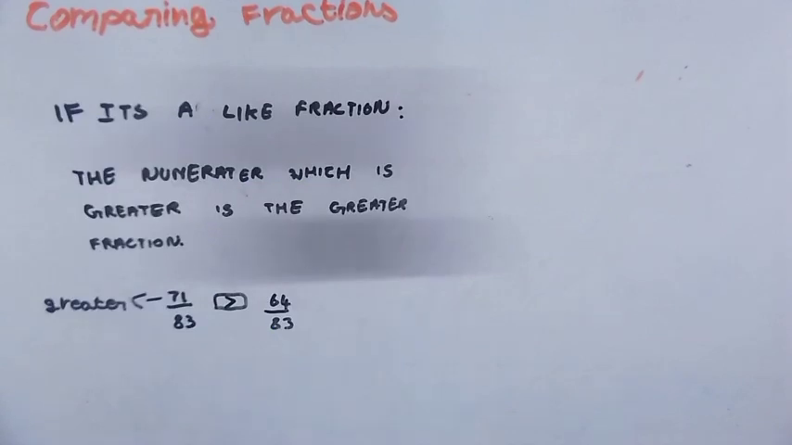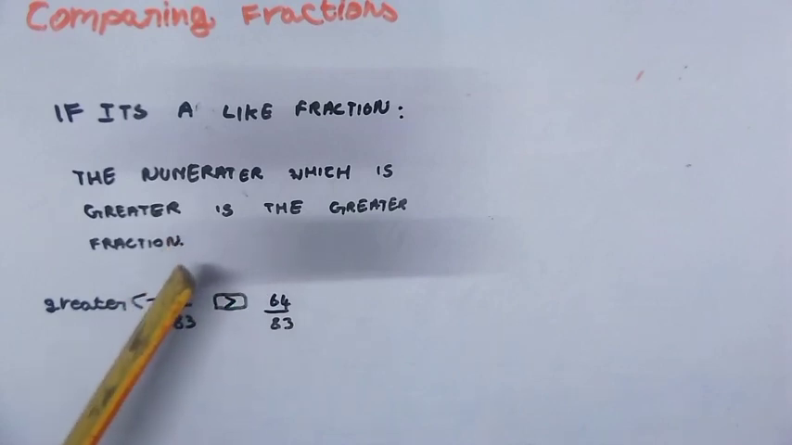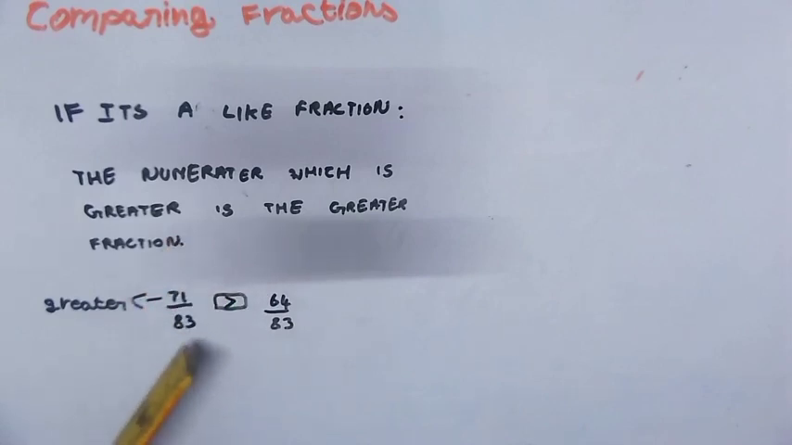If it's a like fraction, the fraction with the greater numerator is the greater fraction. So the fractions here are 71 by 83 and 64 by 83. So 71 is the greater numerator. We are comparing the numerators as both the denominators are the same and it's a like fraction. So the greater numerator here is 71. So 71 by 83 is greater than 64 by 83. Let's see how to compare unlike fractions.